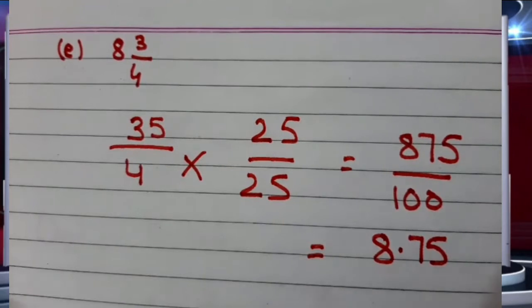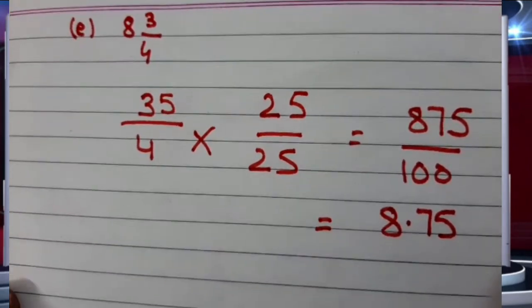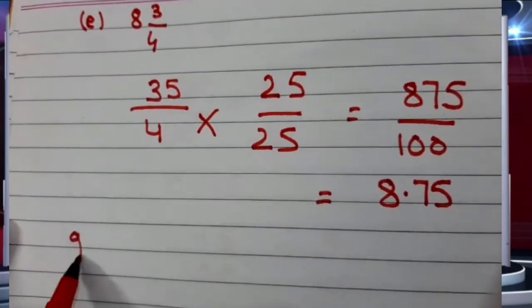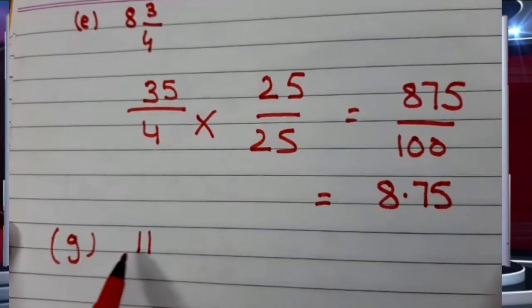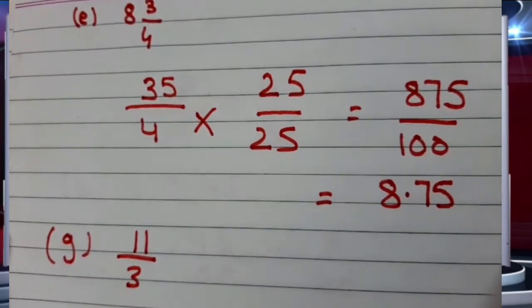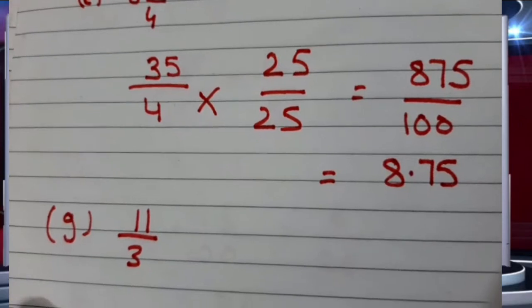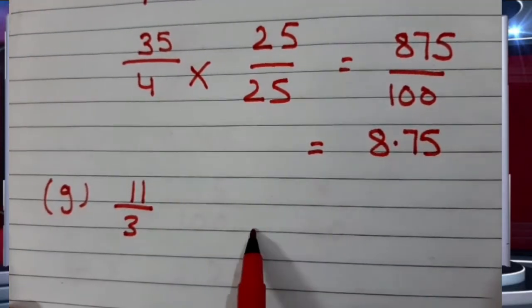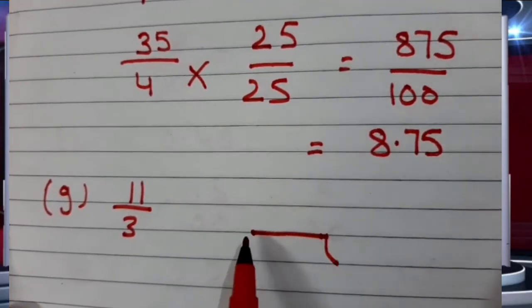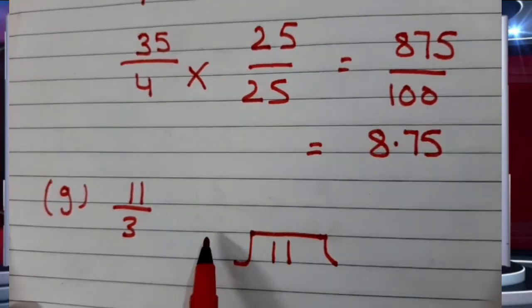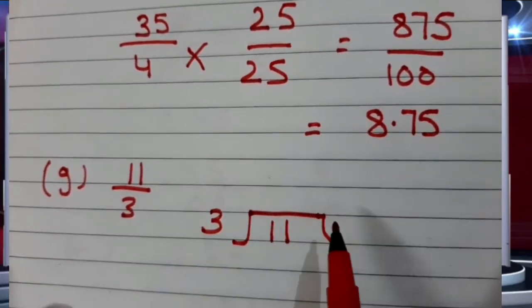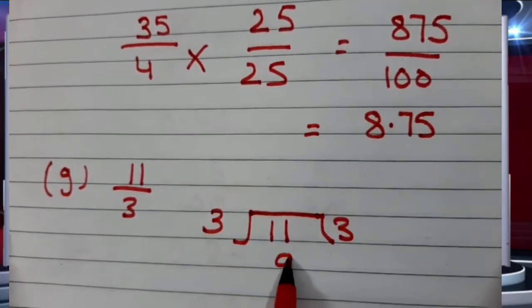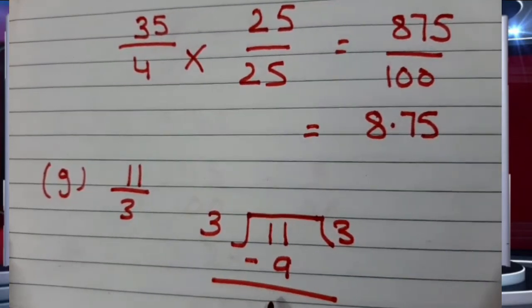But in some cases, it is not possible. You cannot make a number a multiple of 10, 100 or 1000. Like in G part, here it is 11 upon 3. This 3, you cannot make it a multiple of 10. In that case, we have to divide only. See, I am dividing 11 by 3. 3 3s are 9. Now 11 minus 9 is 2.